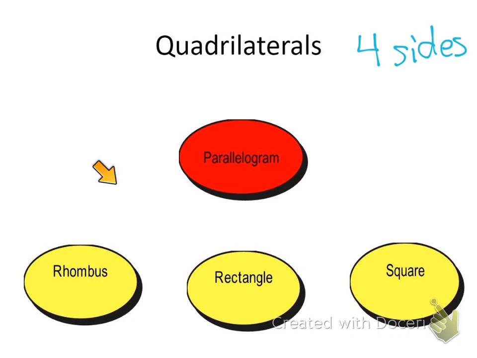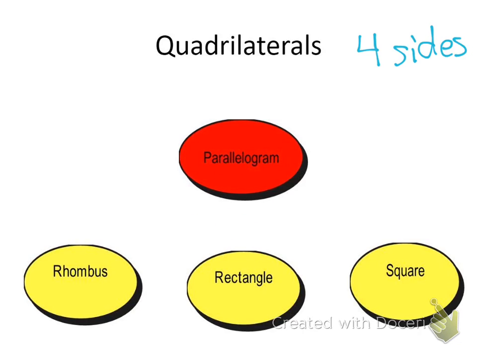Make sense? Okay. So all 3 that we're going to talk about today are going to have the same properties of a parallelogram. They're just going to add a little extra to it. Opposite sides are going to be congruent, opposite angles, but they're going to be adding onto it.